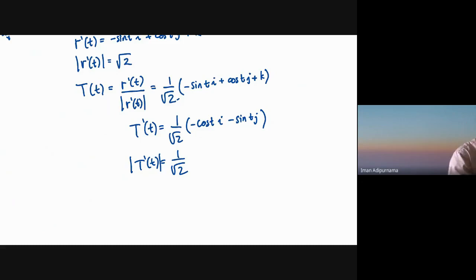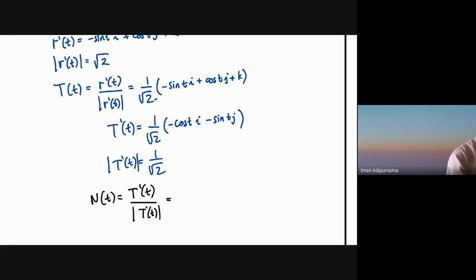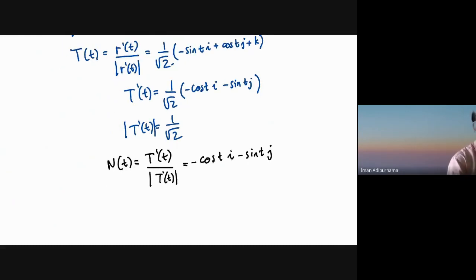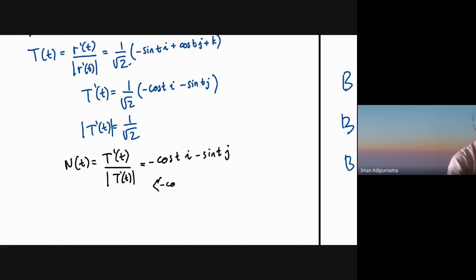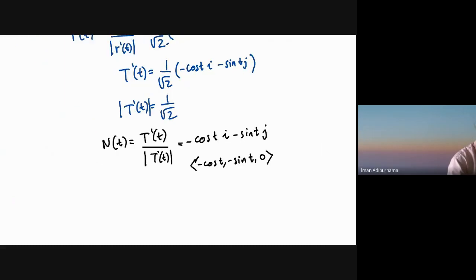The normal will be T prime divided by its value. If you see, it's just dividing by 1 over square root of 2, so it will be like this: cos t i minus sin t j. That's our normal. Or you can write in this way. It's also the same.